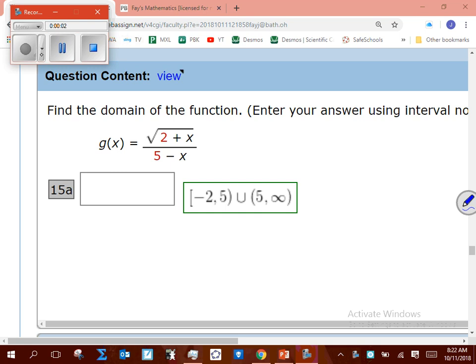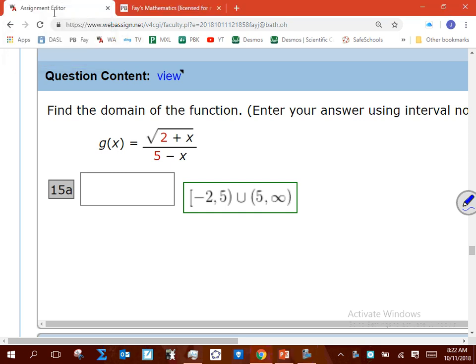Doing this one, we've got square roots or even roots, and we've got division by 0. So both of those are problems. What we want to do is take the 2 plus x. The square root aspect always has to be greater than or equal to 0, right? So that's going to be x is greater than or equal to -2.